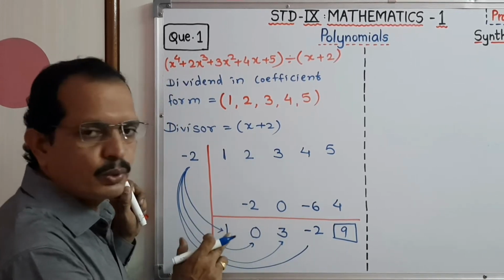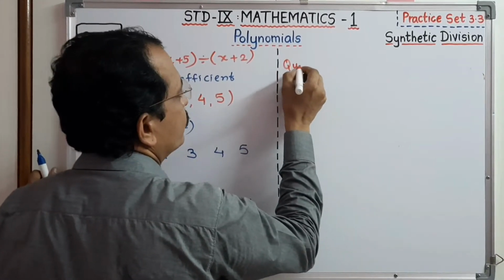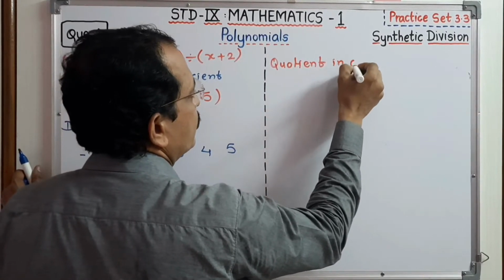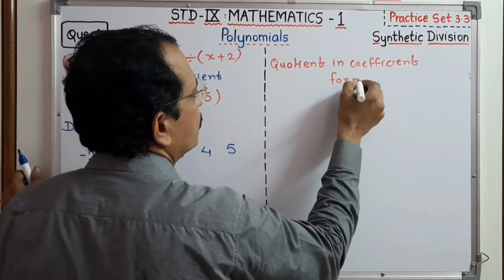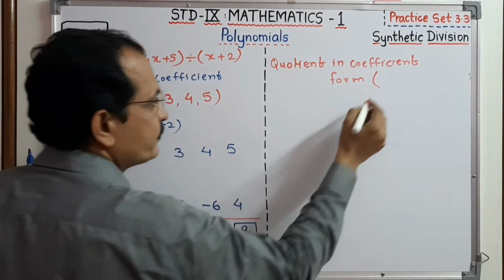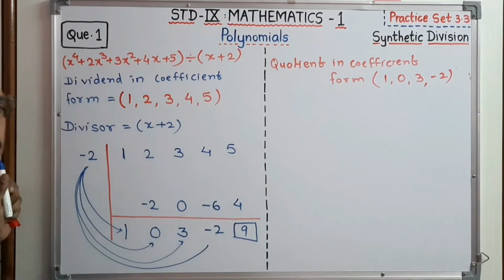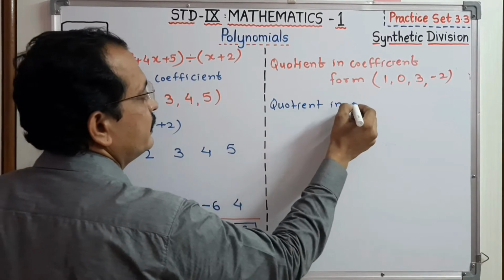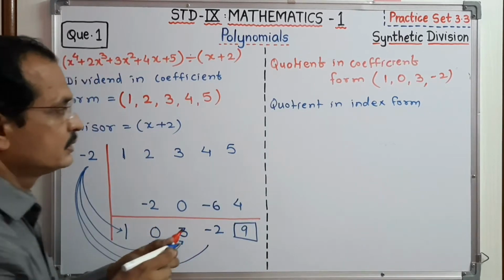Now we have to write the final answer. Therefore here we have to write the quotient in coefficient form. Now dear student, it is 1, 0, 3 and minus 2. Now we have to write it in index form. Therefore quotient in index form. It is here.